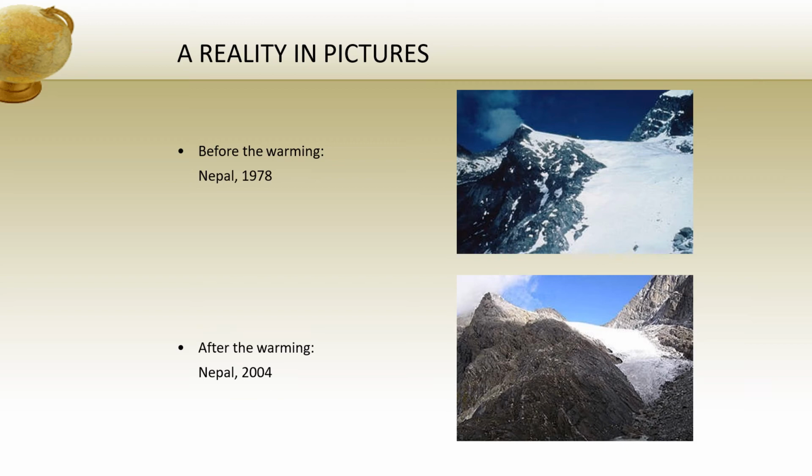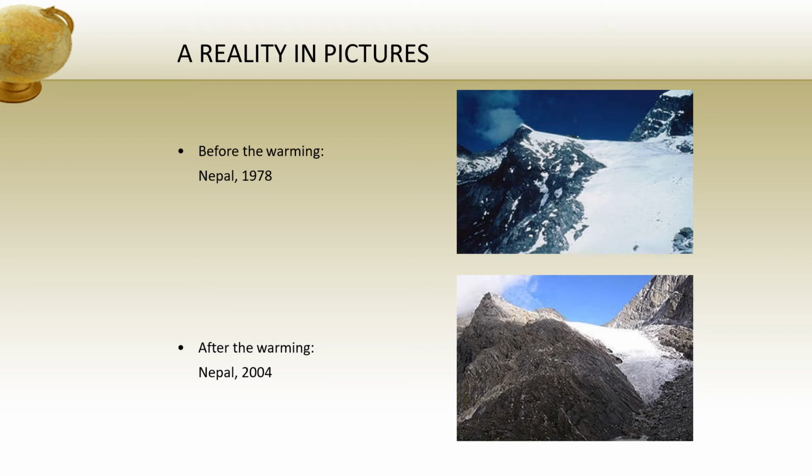The next picture which I want to show you is about Nepal in 1978. It was before global warming. Nepal was like this. There was ice present, ice caps were all there. And in the second picture, after the global warming in Nepal in 2004, the ice is all melted and all the mountains can be seen.